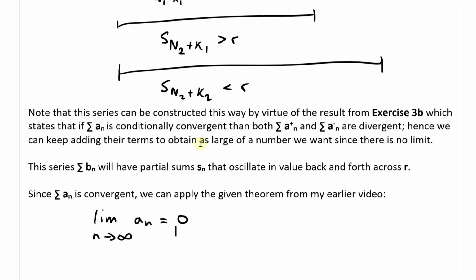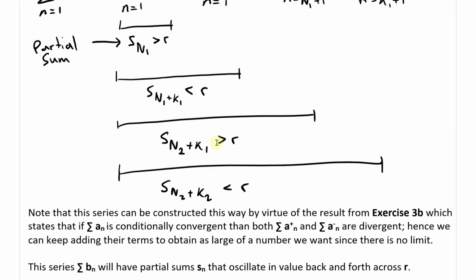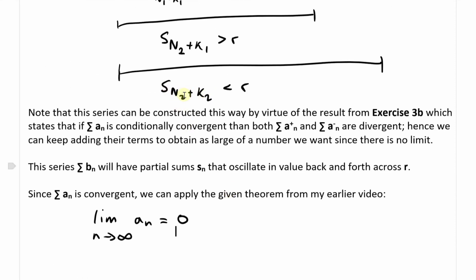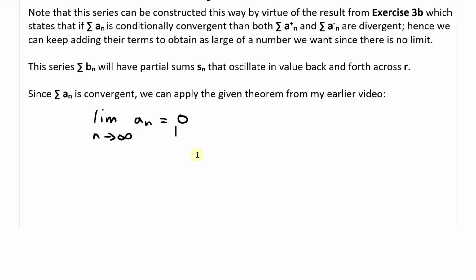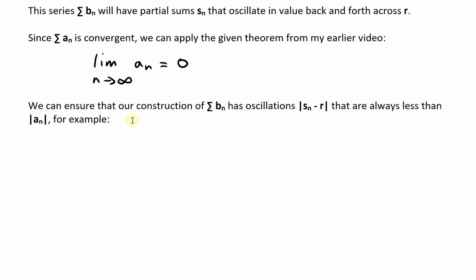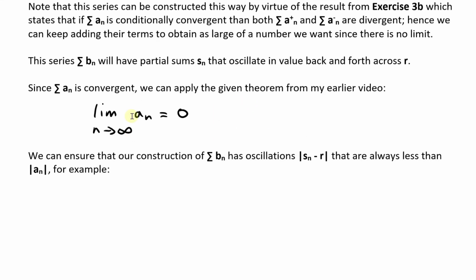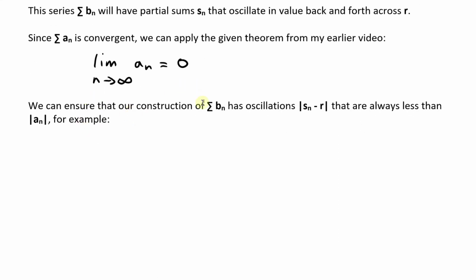In other words, if they're approaching 0, to ensure that this is possible we need more and more terms to make sure that they oscillate back and forth. As this goes to infinity, eventually this is going to be greater than these terms, greater than this term, and so on. Now since we're dealing with infinite divergent series, we can ensure that our construction of the rearrangement of an, which we'll call the series Bn, has oscillations, the absolute value of Sn minus r, that are always less than the absolute value of an, the nth term. Again, this is because of the nature of infinite divergent series.